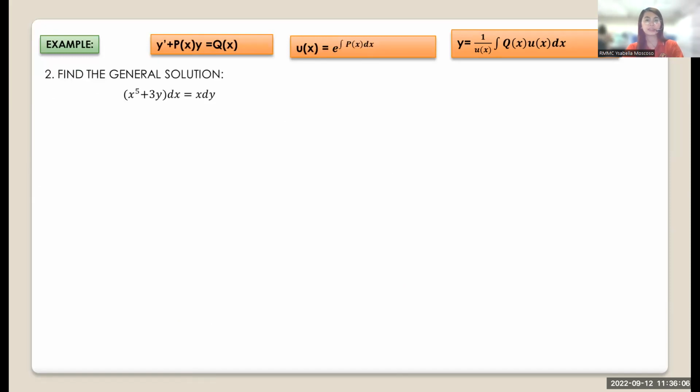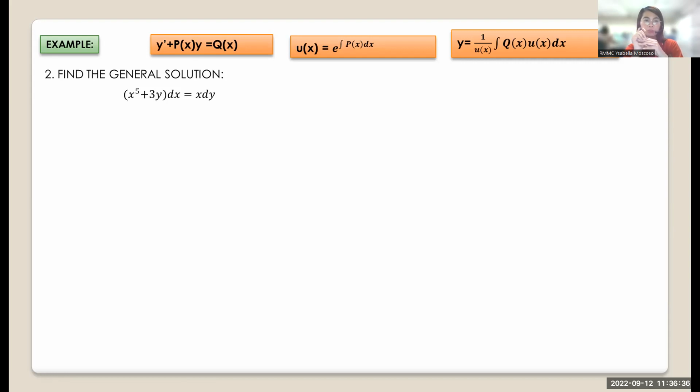Let us try another example. Find the general solution of quantity x raised to 5 plus 3y, dx, is equals to x dy. So kapag ganito, yung gagawin natin, it is not in the standard form pa. Tama? Why? It's because your standard form requires a derivative. So dito wala pa tayong derivative. It's because your dx and dy are hindi magkasama. They're not completely a derivative itself.